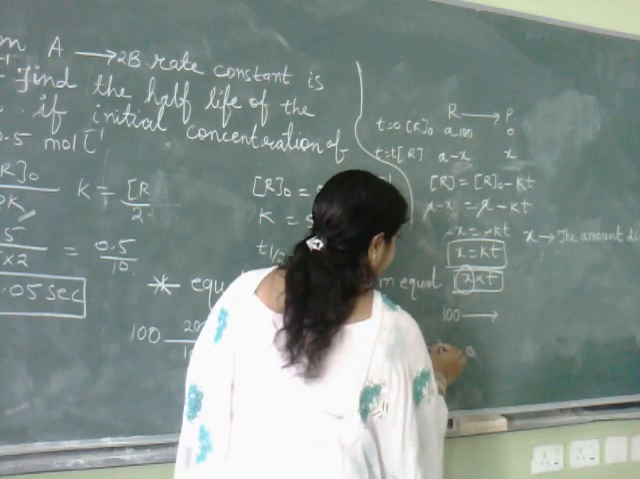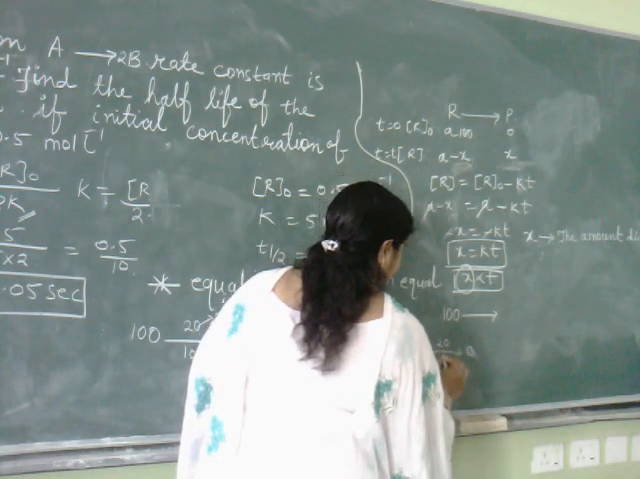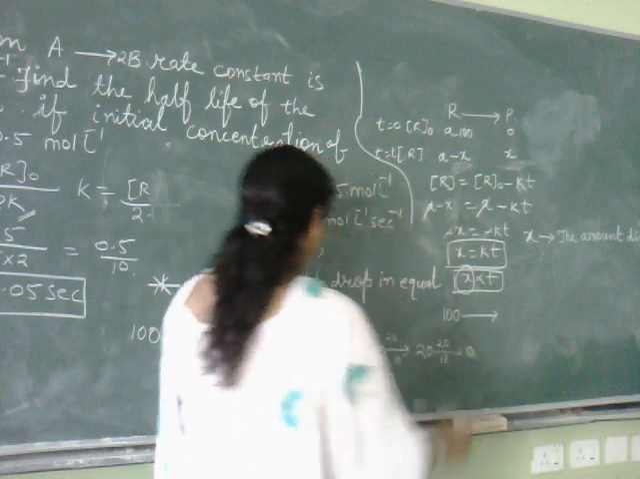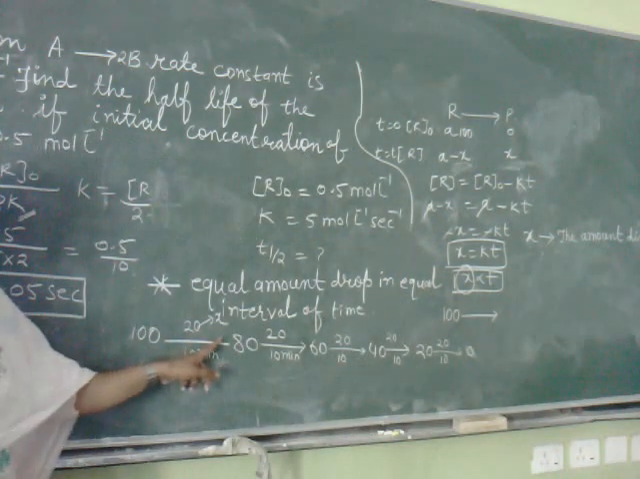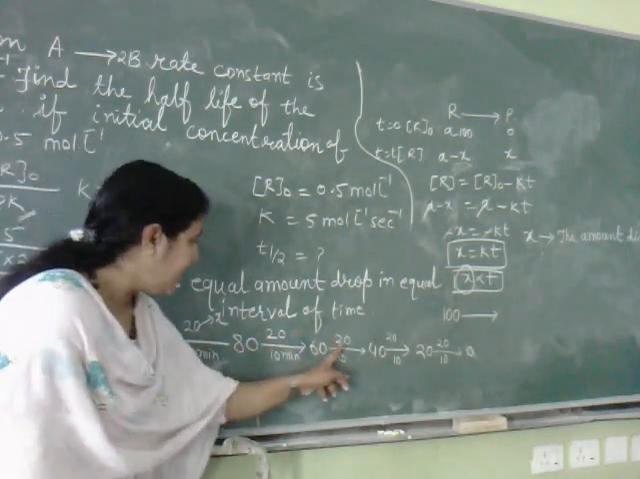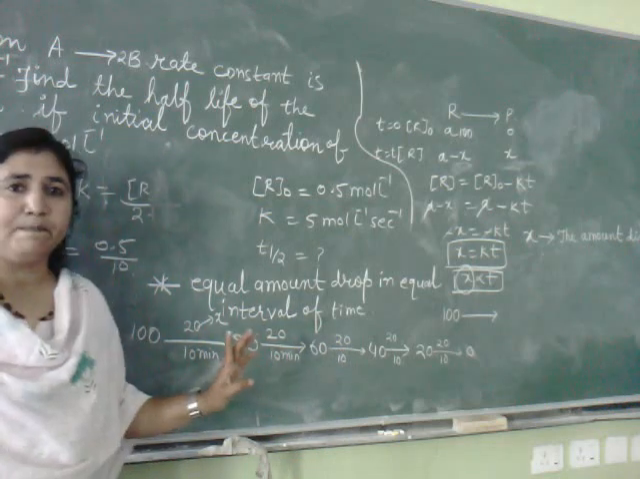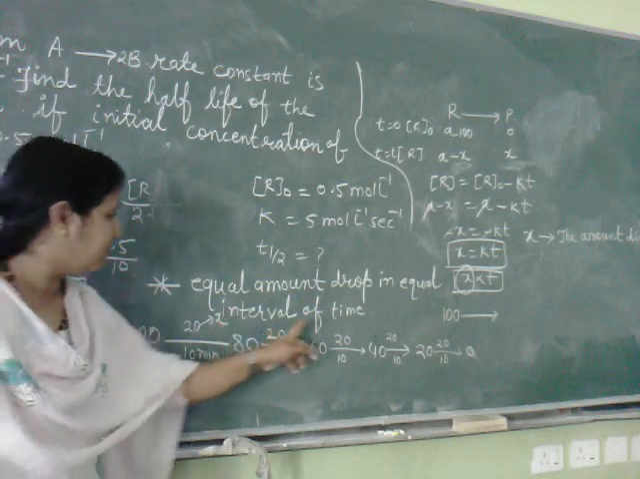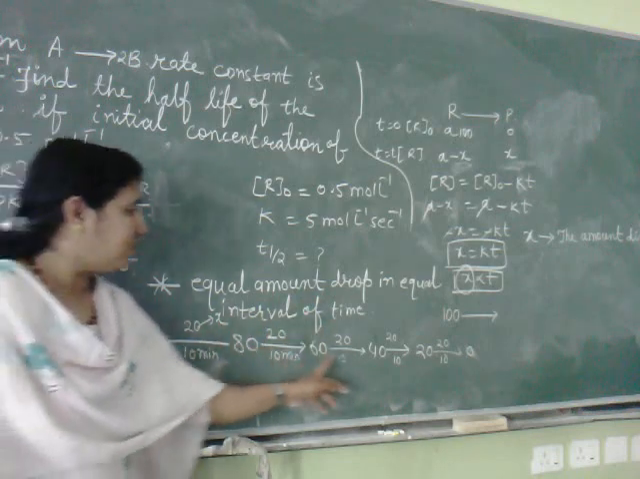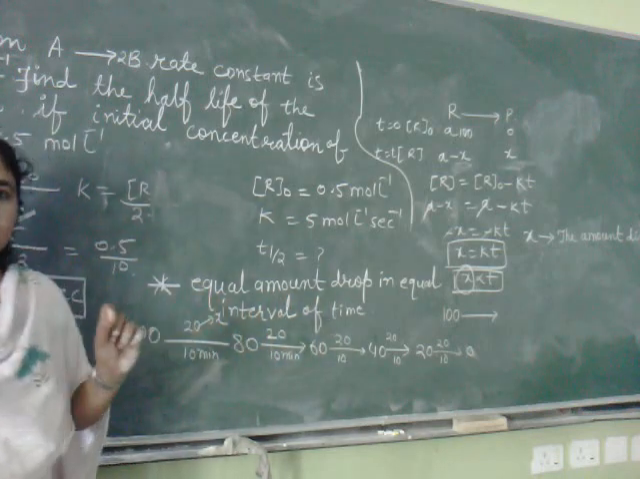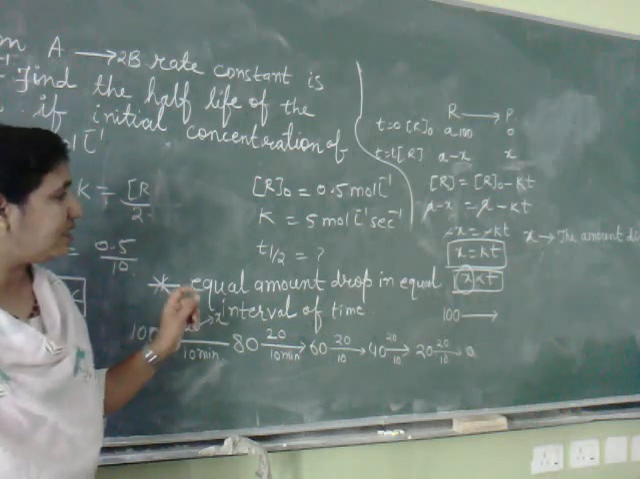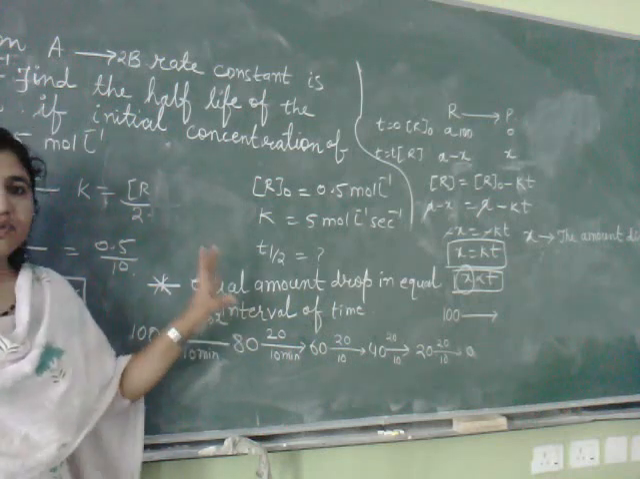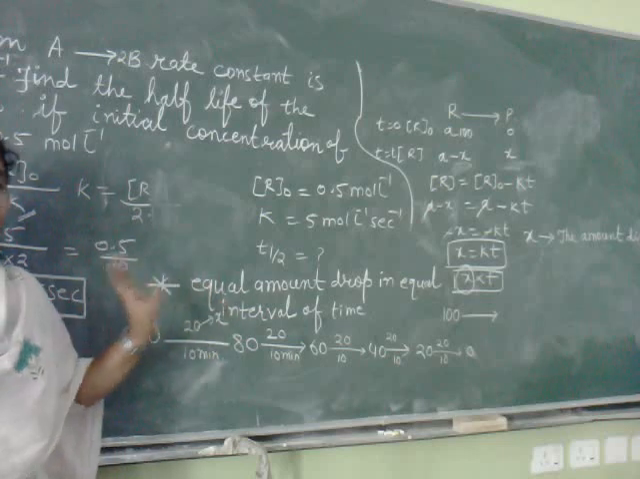So how much is the time here? Again 20 drops, so the time is 10 minutes only. So equal amount drops in equal interval of time. This is the trick, and you can solve many problems based on this trick.